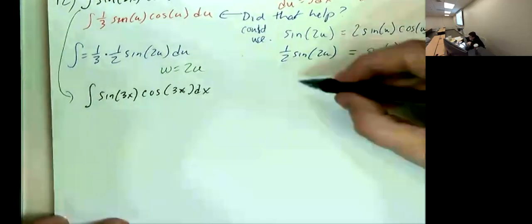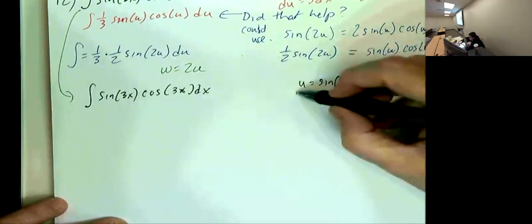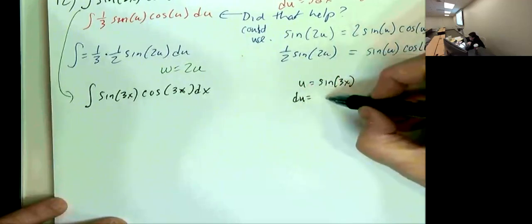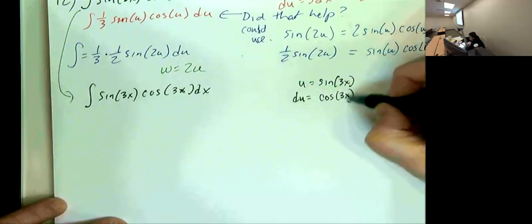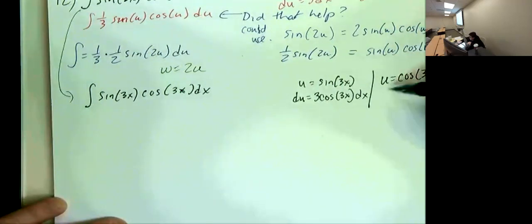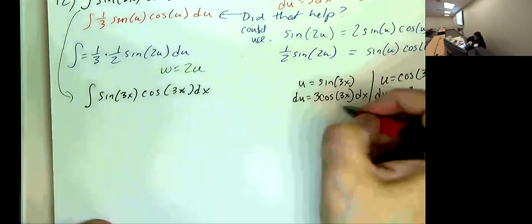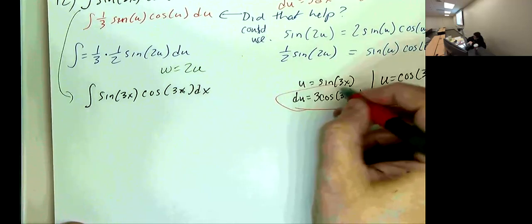I can look at both and see which one I like. If I say u equals sine of 3x, then du equals cosine of 3x times the derivative of the inside, which is 3 dx. Or I could say u equals cosine 3x. The derivative of cosine has a negative though, and I'm not a fan of the negative. Negative just is an opportunity to mess up. So I'm going to go with this one.